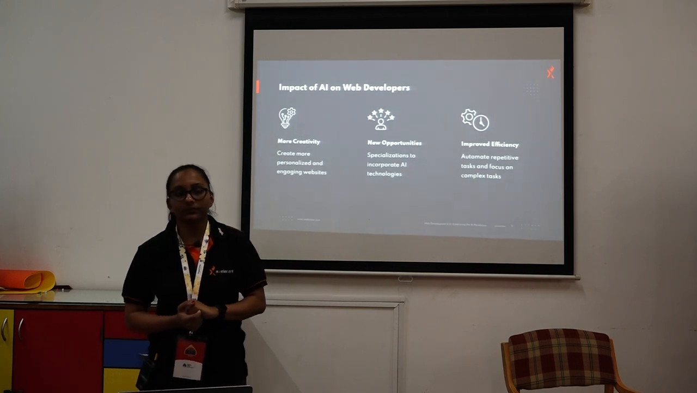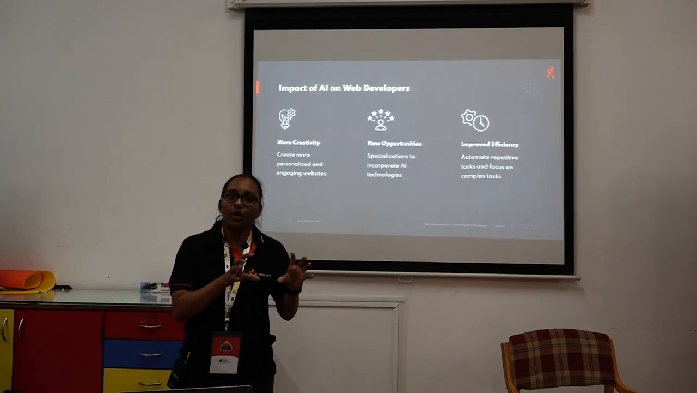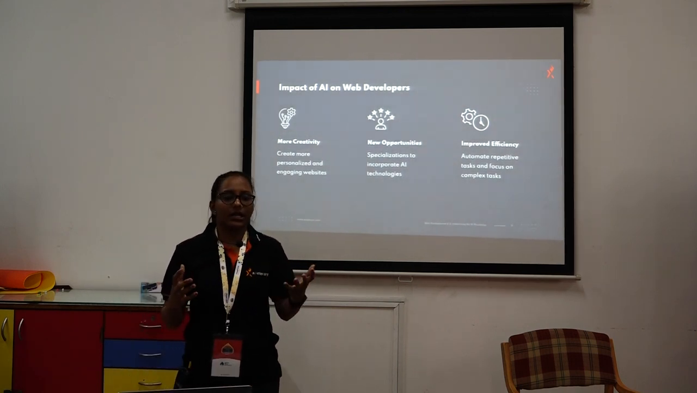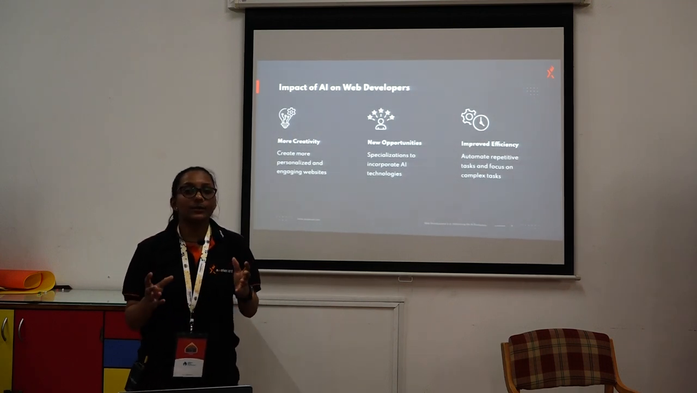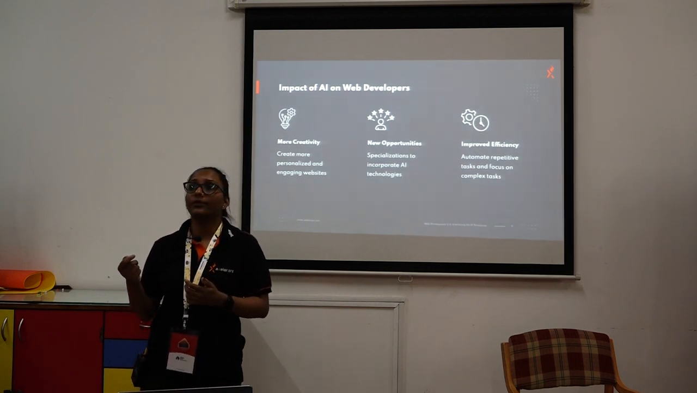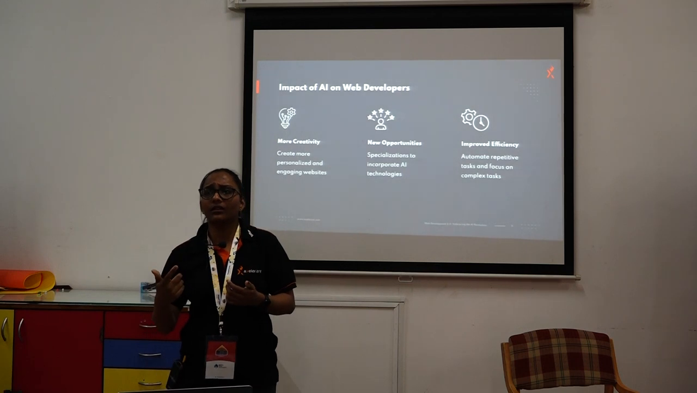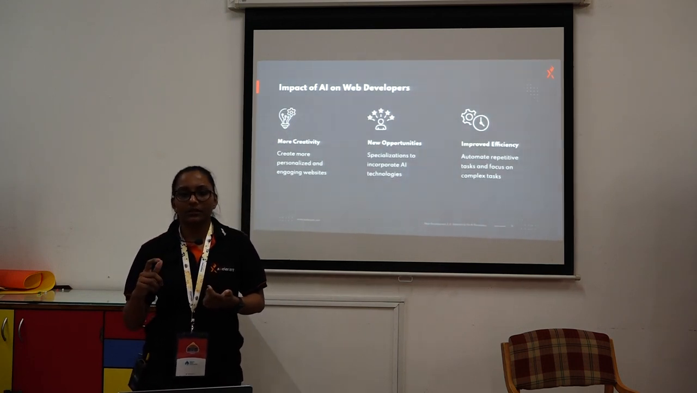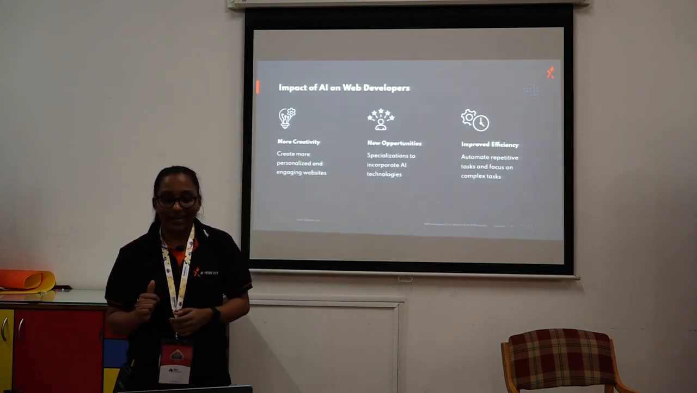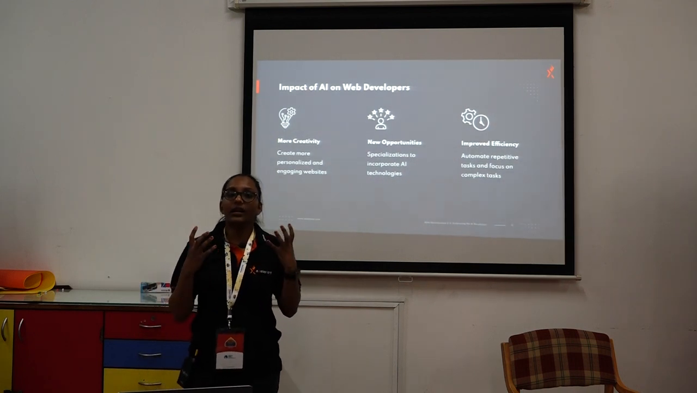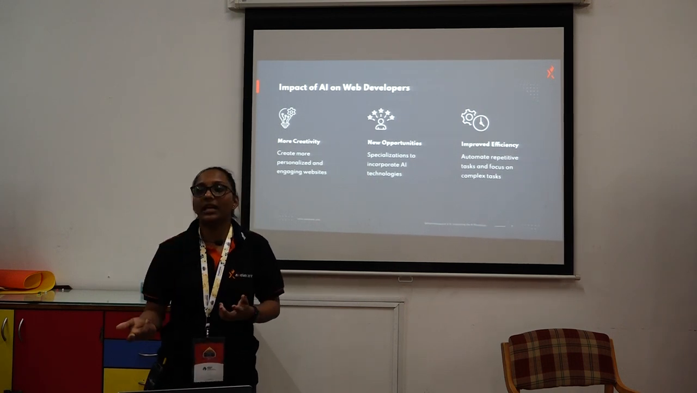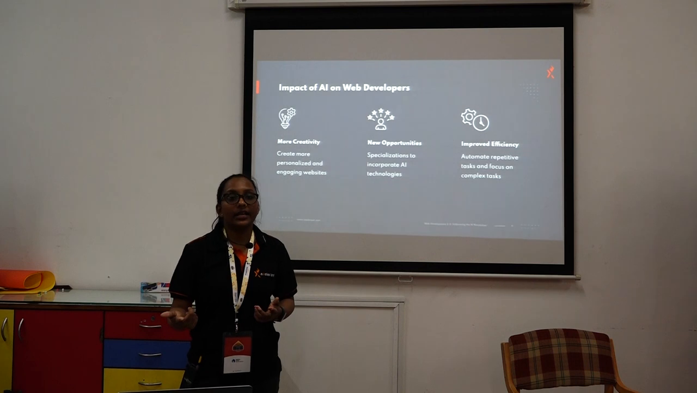Improved efficiency. Just like automated web testing, there are multiple tasks a developer can automate. For example, peer reviews, or some simple debugging that is done repetitively, or maybe what else can be done? Code reviews, right? Code reviews can be automated, and by doing that, again, a developer can save their time and use that time in implementing complex functions or their innovative ideas.